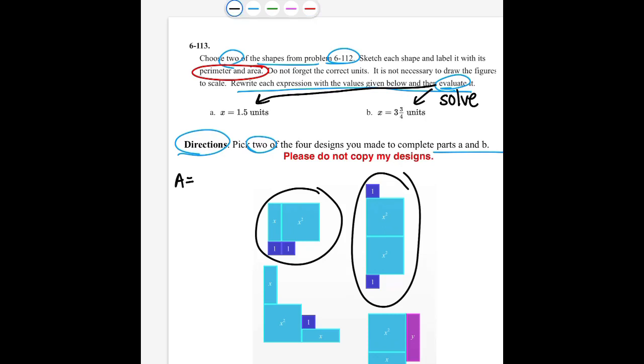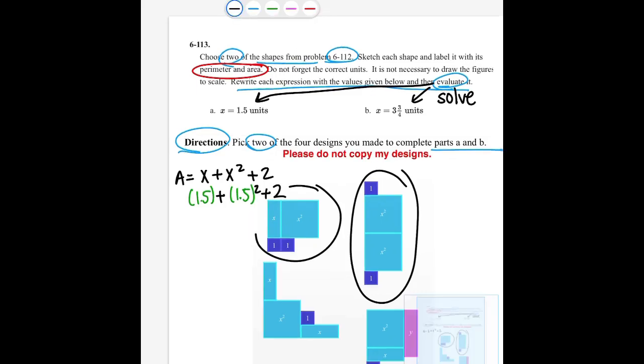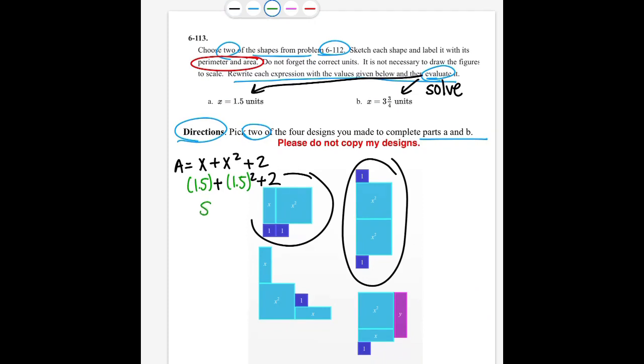So area is x plus x squared plus 2. And then you want to substitute using parentheses. So that'll be 1.5 plus 1.5 squared plus 2. And then solve by yourself.